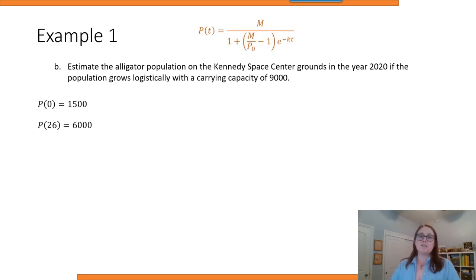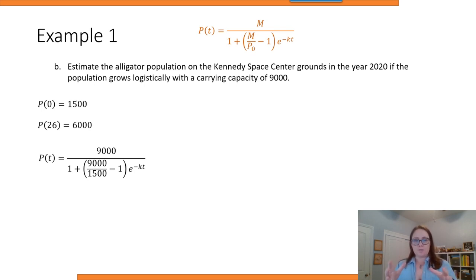So I'm going to switch up formulas, use the logistic formula, and I'm going to plug in the P naught to give me 9,000 over 1 plus 9,000 divided by 1,500 minus 1 times e to the kt. Now that 9,000 over 1,500 minus 1, I can simplify that down to 5. And I get a little bit neater equation here. So 9,000 divided by 1 plus 5 e to the negative kt is my equation. I still don't have that growth constant k, though.